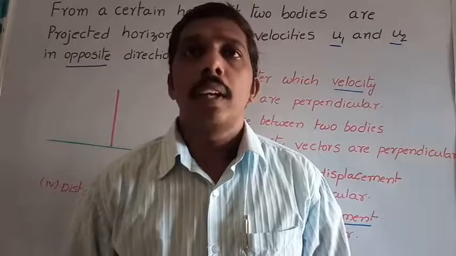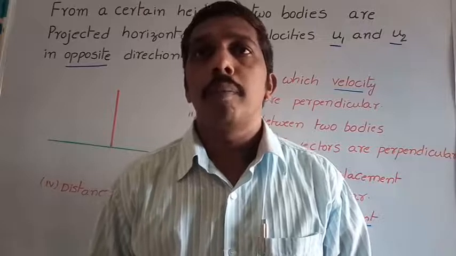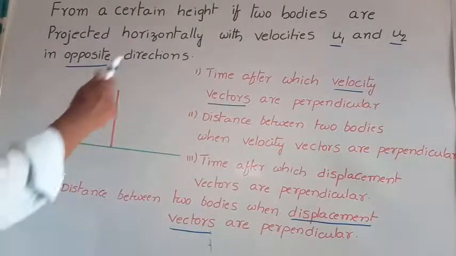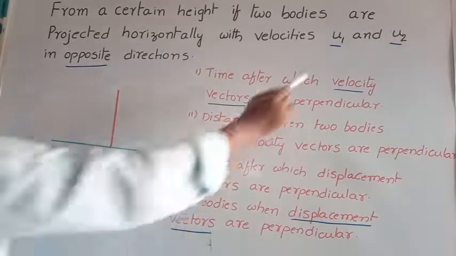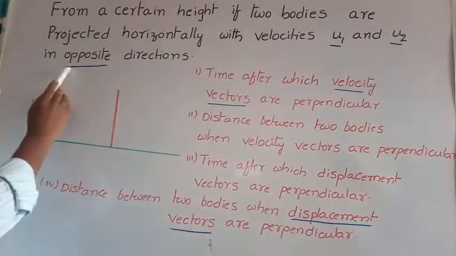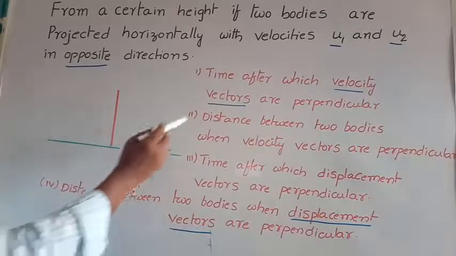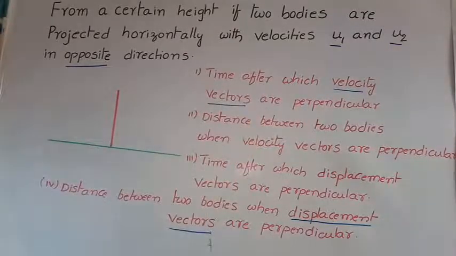Hi students, now we solve one problem based on horizontal projectile. So what is the given problem? From a certain height, two bodies are projected horizontally with velocities u1 and u2 in opposite directions. We have to find the time after which the velocity vectors are perpendicular. After what time are the velocity vectors perpendicular?